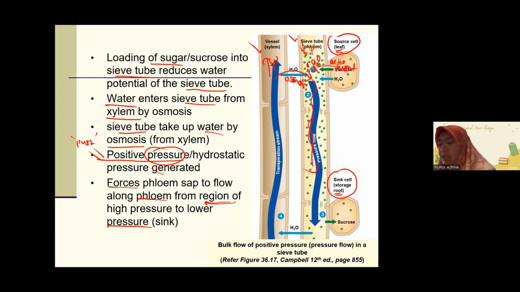So your sap will be phloem sap. Remember what is phloem sap, right? Components in the phloem, which include the sugar, ions and other solids. Okay, so it will flow down to the sugar sink. Okay, next, what happened?